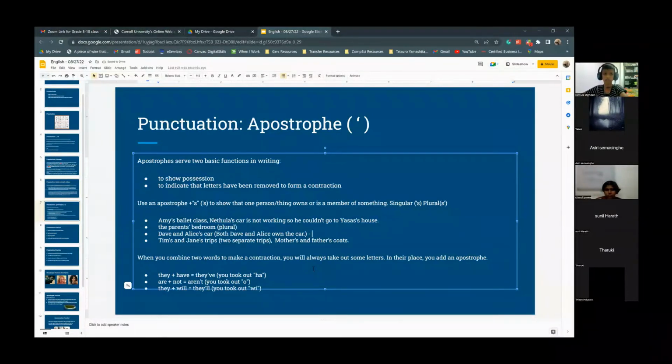Or you could say, "Asiri and his brother's computer is blue." I don't know, really cool. There you go. So that would be an example of combined ownership. So Asiri and his brother would be the owner, just shown by the apostrophe s.